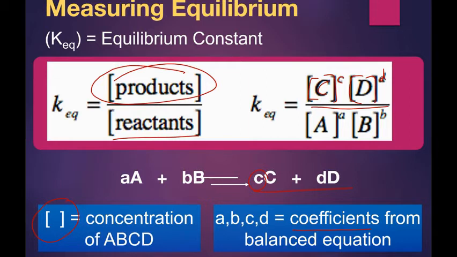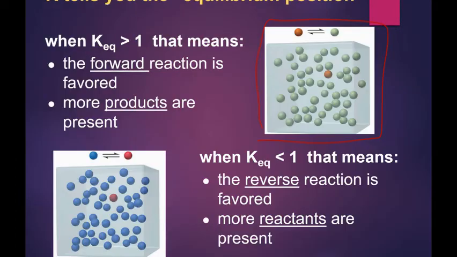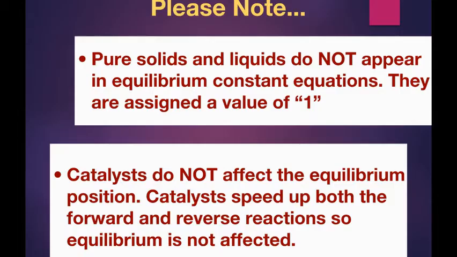Now, what if the reactants are favored? If the reactants are favored, that means that your denominator is greater. And so that means that the production of the reactants is greater. And that's going to be this situation. So this diagram right here shows that the production of the reactants is favored. There's more reactants present. When KEQ is less than 1, that means that the reverse reaction is favored.